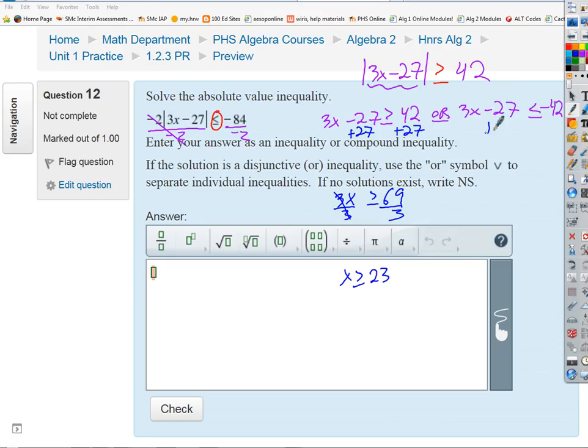For the other inequality over here, if we add 27 to both parts, we get 3x is less than or equal to negative 42 plus 27, which is negative 15. Divided by positive 3, we get x is less than or equal to negative 5. I have to put the "or" symbol in between, and so that's what I'm going to enter.